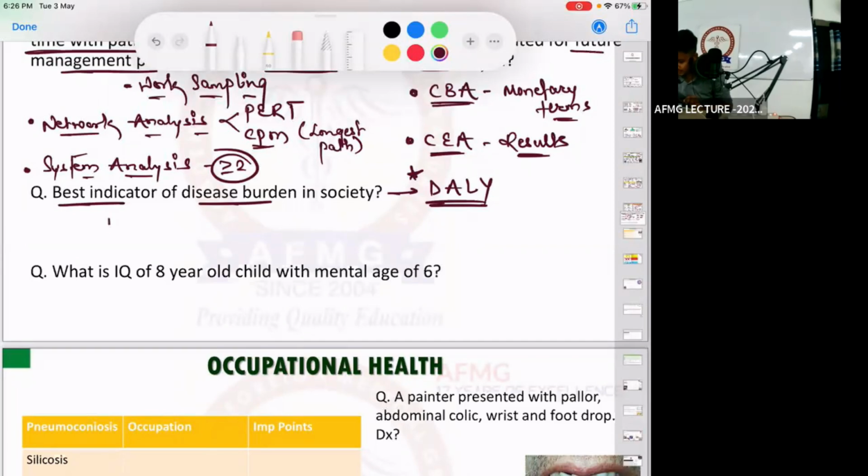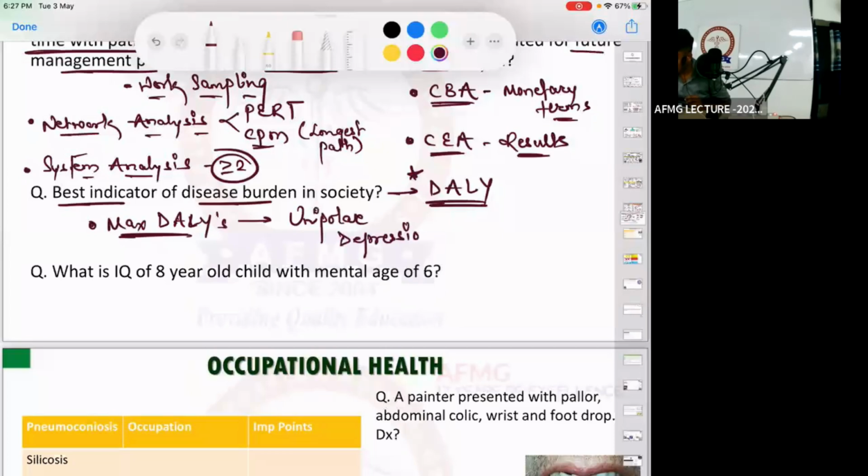Maximum DALYs are seen with which disease? This was a one-liner question. Maximum DALYs are seen with? Someone tell me. Maximum DALYs are associated with depression. Shabash Gayatri. It is unipolar depression. So maximum DALYs are associated with unipolar depression. Many people have depression, even if they don't tell.